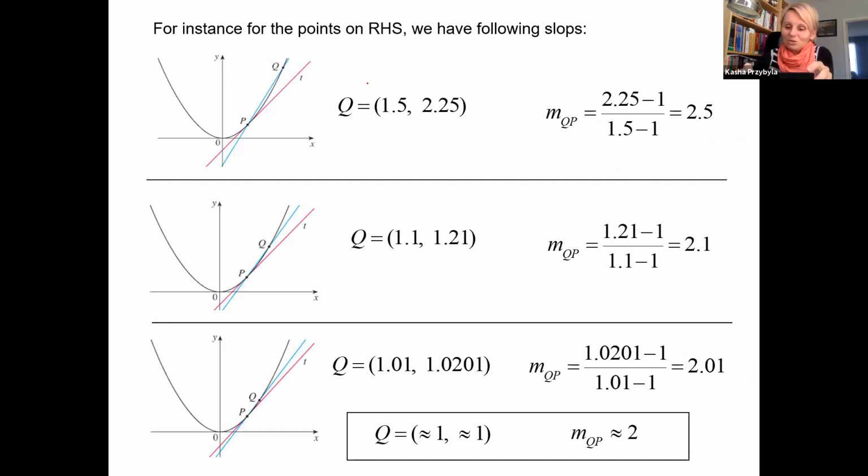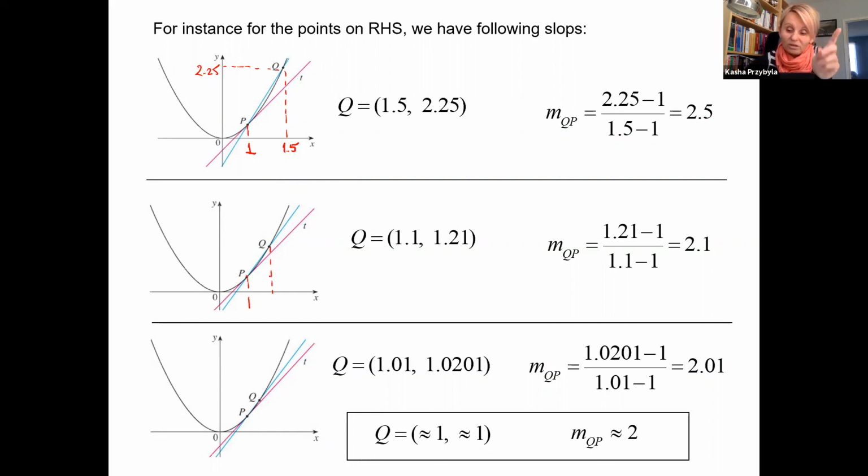Let's look at this one. This is my point 1, and I picked the point 1.5. The corresponding value at 1.5 is 2.25 because we're squaring. And then I can compute the slope of the blue line, rise over run, 2.5.